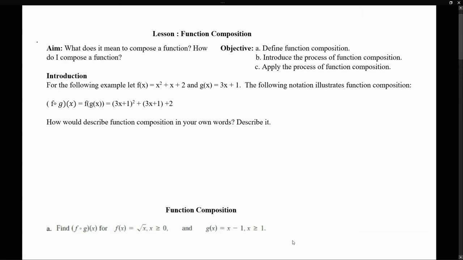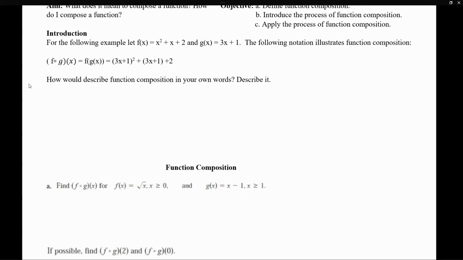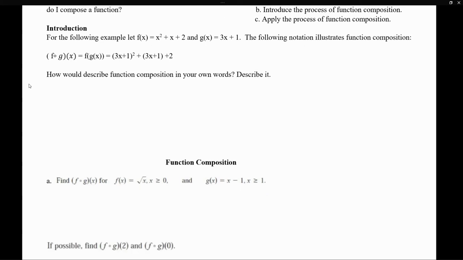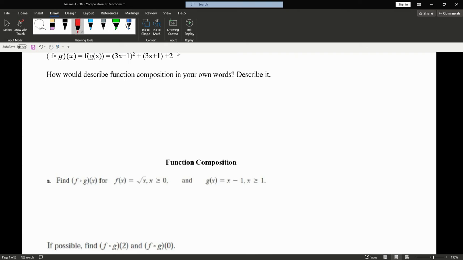Welcome. In this video, we will talk about function composition. So let's get started. Let's start by discussing this small introduction, which will illustrate what function composition is. It states, for the following example, here we have a function, which we're going to call f of x. And here we have a second function, which we're going to call g of x.